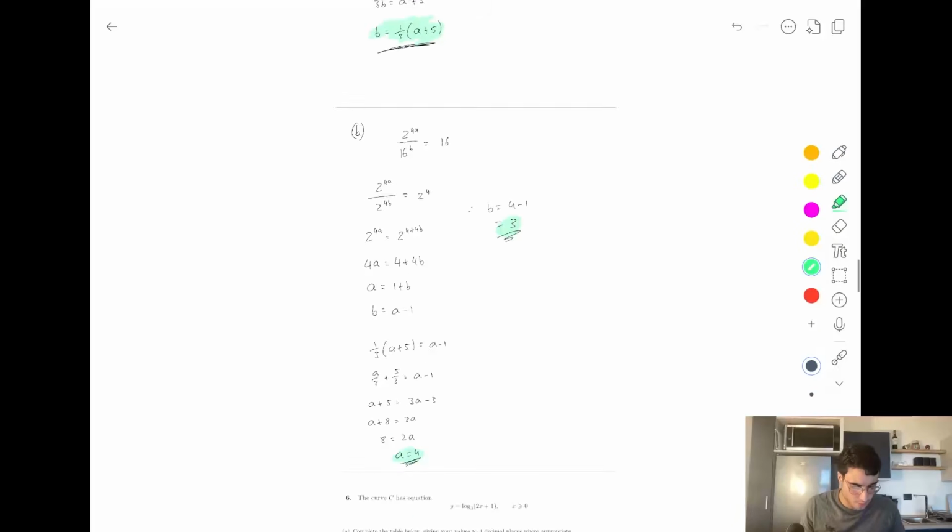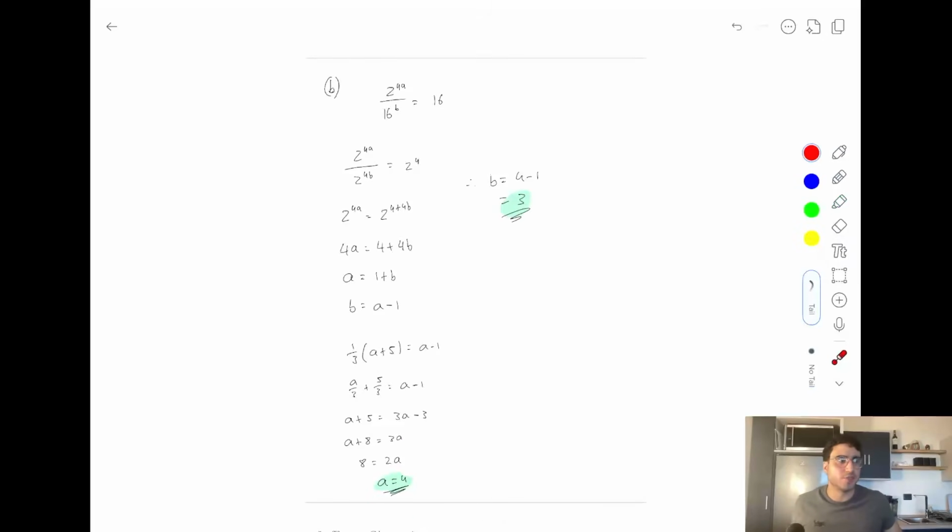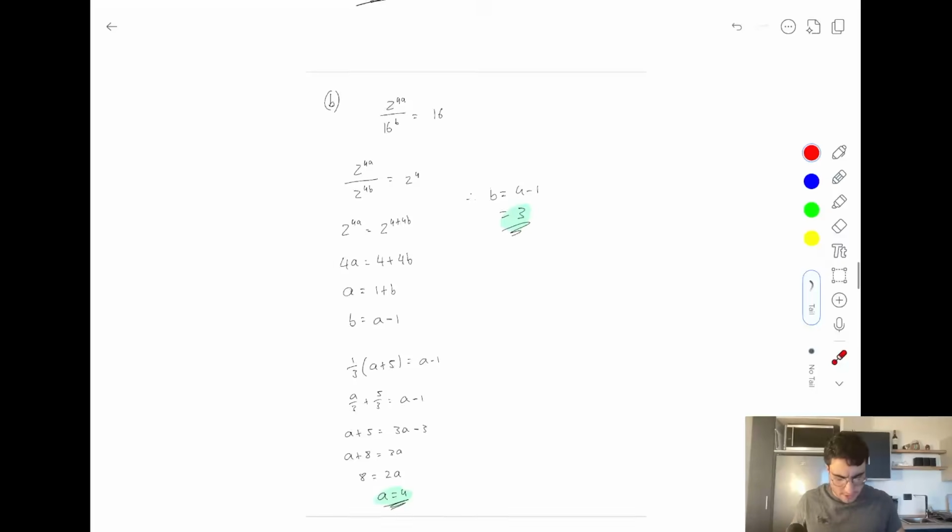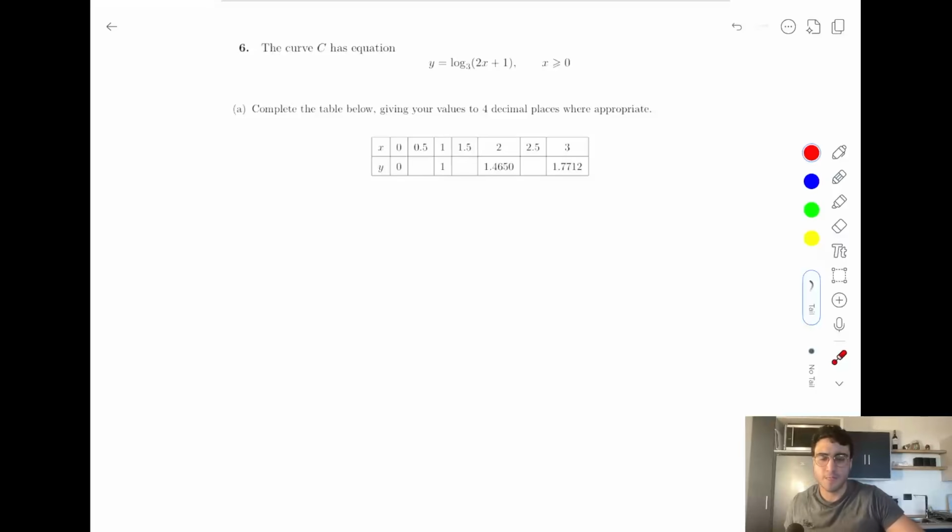Okay. So again, just following on from the same concepts as before, guys, we just have to recognize that if we put things all in the same base, then we can solve the exponents. And in that case, simultaneous equations for b and a to get a is equal to 4 and b is equal to 3.